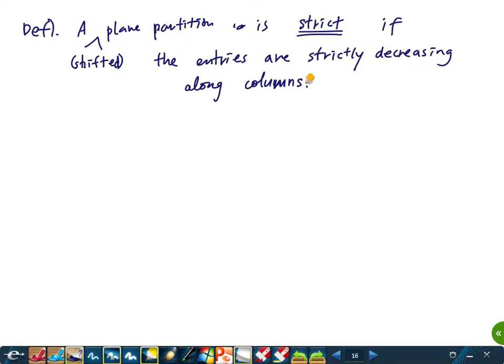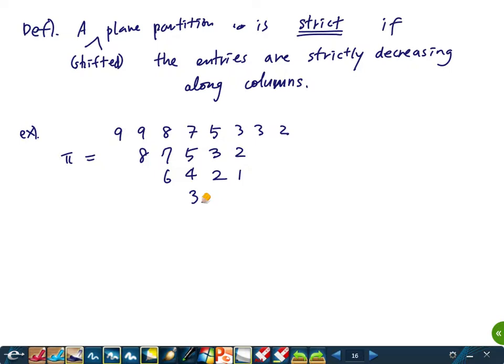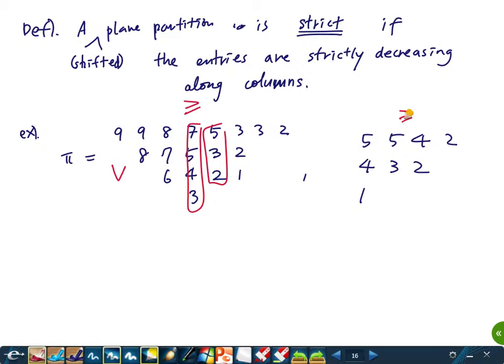So for example, I'm not going to draw this diagram, I'm just going to draw the numbers. This is an example of a strict shifted plane partition. Also this one, 5, 5, 4, 2, 4, 3, 2, 1. This is just an ordinary plane partition. It is weakly decreasing along rows, but strictly decreasing along columns. If you look at each column, they are strictly decreasing. So this is the definition of a strict plane partition, shifted or non-shifted.